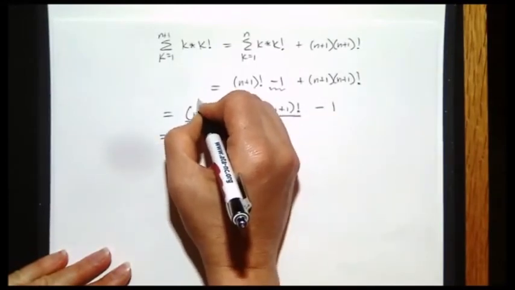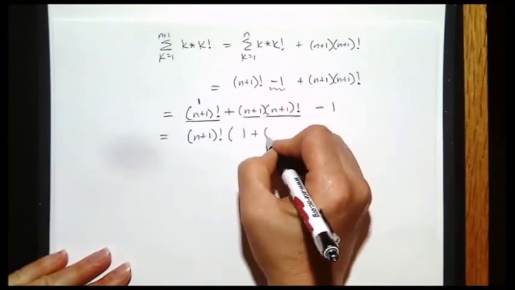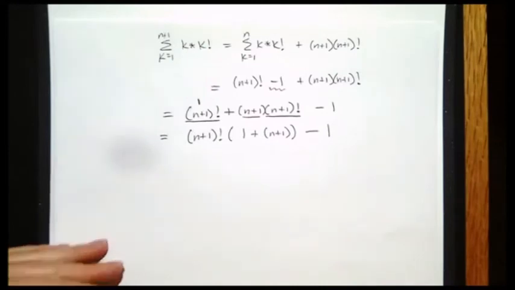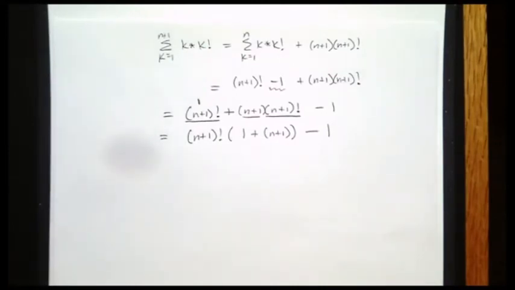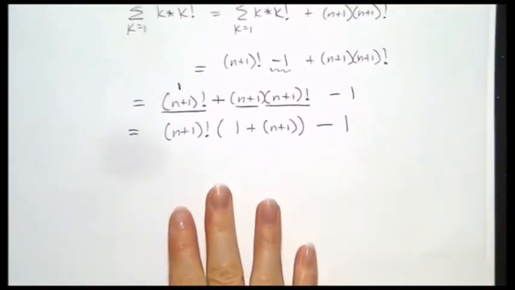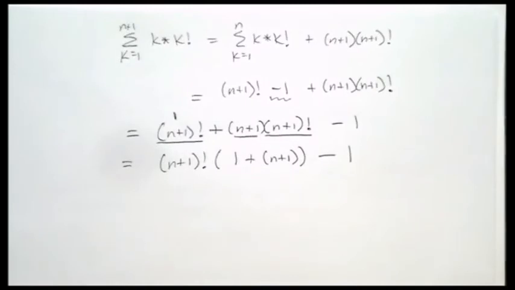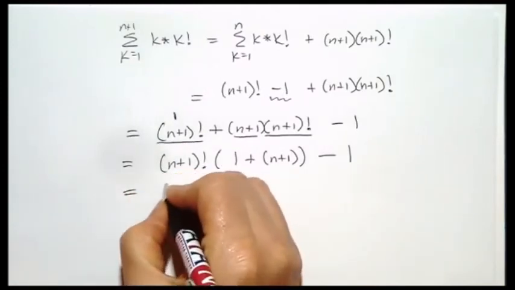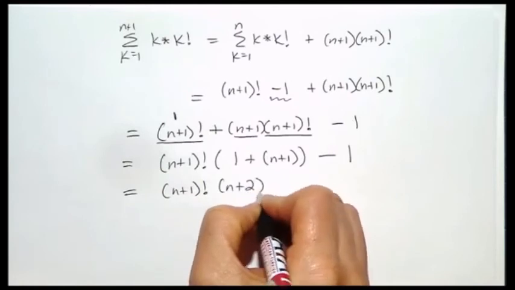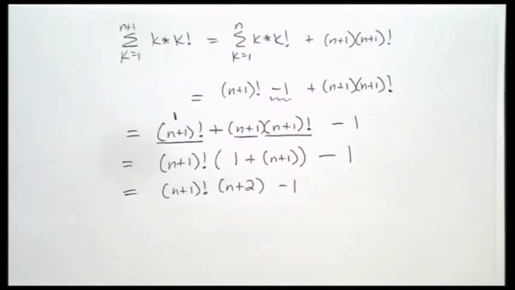And what I get after I factored out here is a 1. So I get 1 plus the quantity n plus 1. And then I still have the minus 1. So I factored out an n plus 1 factorial out of the first two terms. And inside the parentheses, we have what? N plus 2. And so is there any magic you can do to finish this problem? That is the definition of n plus 2 factorial, right? This right here is the definition of n plus 2 factorial.